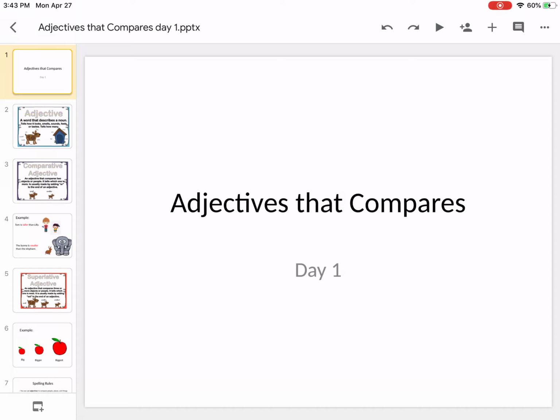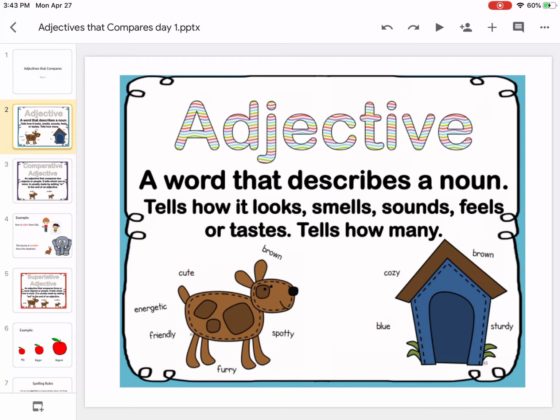Hi everyone. Today we are going to take a look at adjectives that compare. Remember adjectives? An adjective is a word that describes a noun, tells how something looks, how something smells, how something sounds, how something feels, or how something tastes. Or it also tells how many.